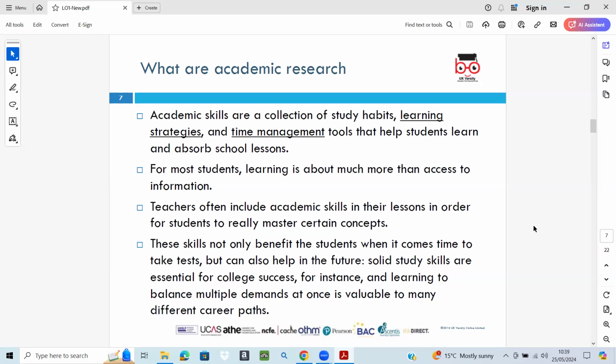So overall, academic research is a systematic and detailed investigation aimed at contributing to a specific field of knowledge, and developing strong academic skills such as effective study habits, learning strategies, and time management tools. All these are essential for success in both the academic and professional sector. The next slide.